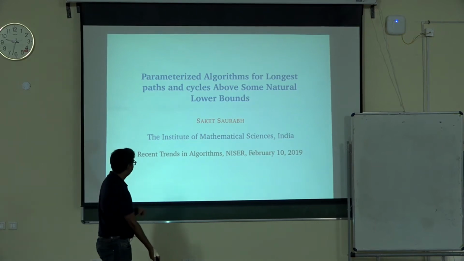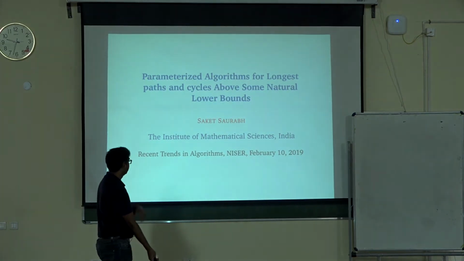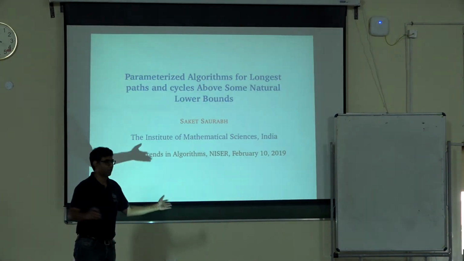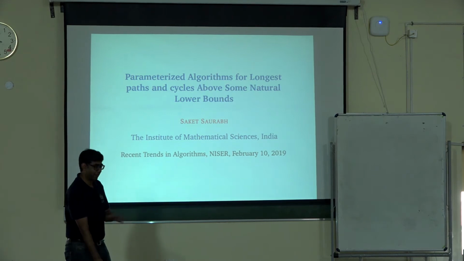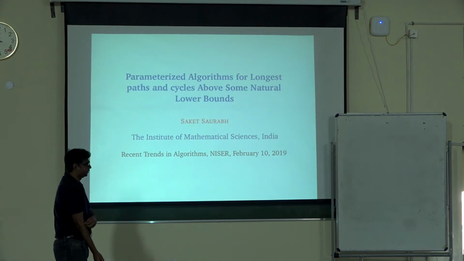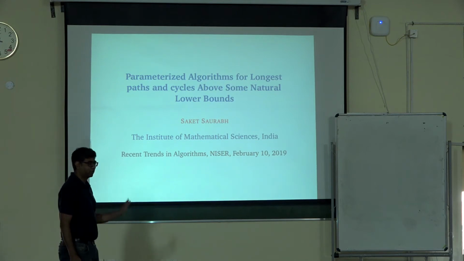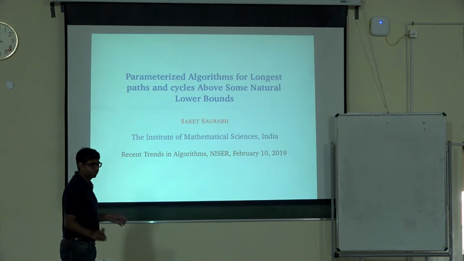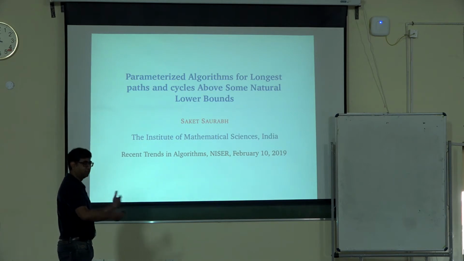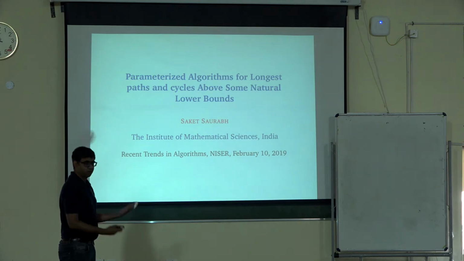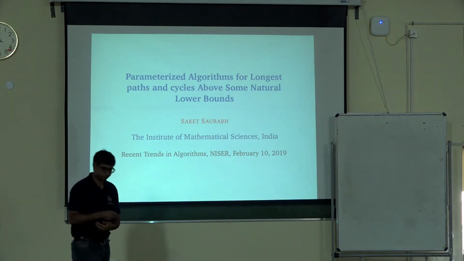So I'm going to talk about parameterized algorithms for longest paths and cycles, about some natural lower bounds. And this is a brand new talk I've never given anywhere, so I'm sure none of you have heard it anywhere. And I'm not going to give you the usual "parameterized complexity is this, f of k." No. I'm just going to give you one interesting proof where you will not see parameterized complexity at all. But I will tell you how you can use parameterized complexity to resolve it. So it is basically graph theory plus graph algorithms.